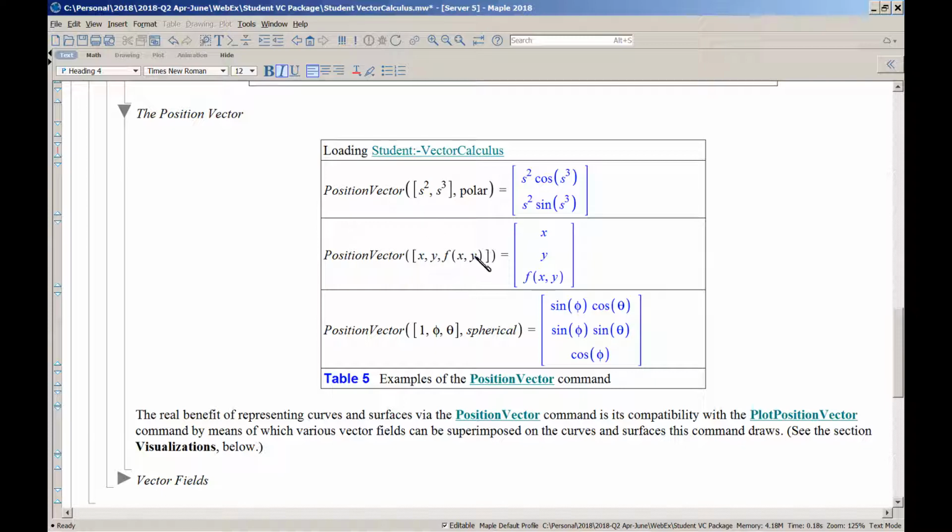If you have three components, x, y, and f of x, y, then you are getting a surface defined parametrically. This is the surface of a sphere defined parametrically. Radius 1, unit sphere, radius is 1, and then the two variables on the surface are phi and theta.